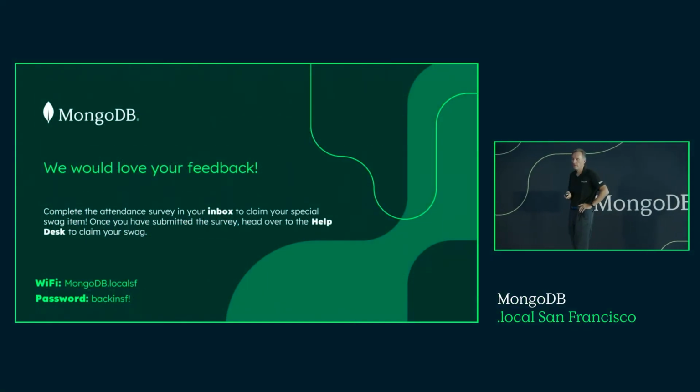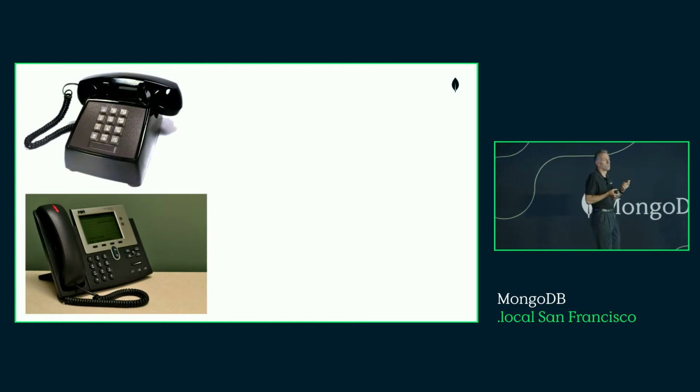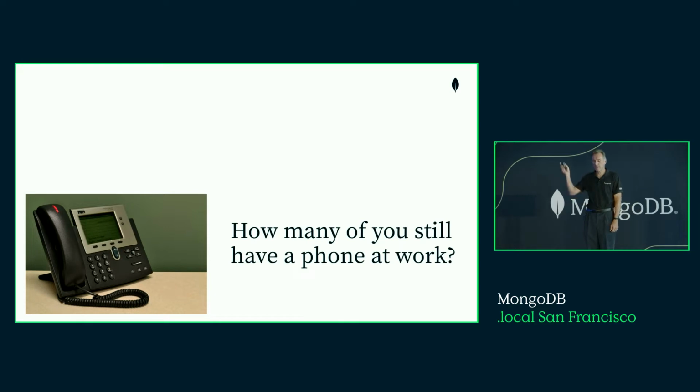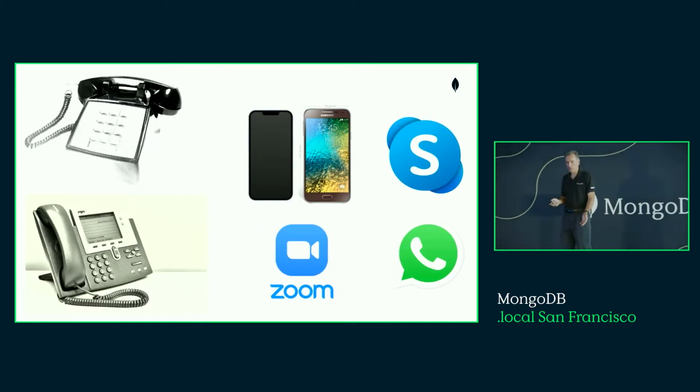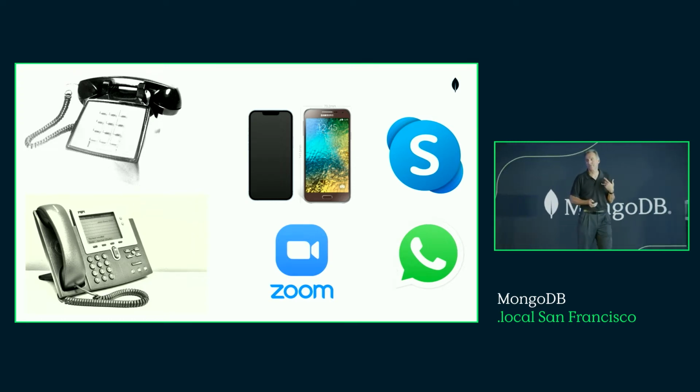There are two ways you could reach someone by phone. You could call them at home, or you could call them on their work phone. How many of you still have a phone at work? I don't. It's not that many. So today, a person has a cellular phone, a Skype number, a Zoom number, a WhatsApp number, and whatever else is going to be invented next month.